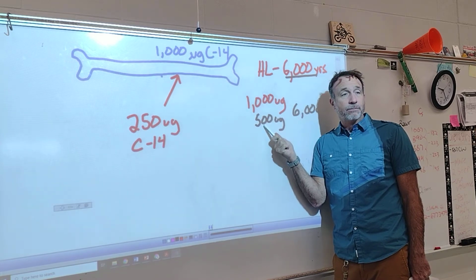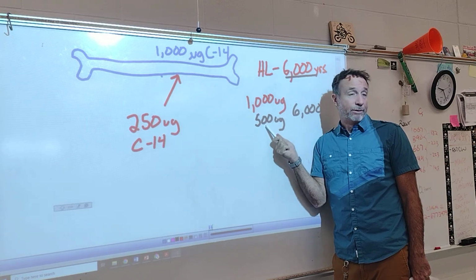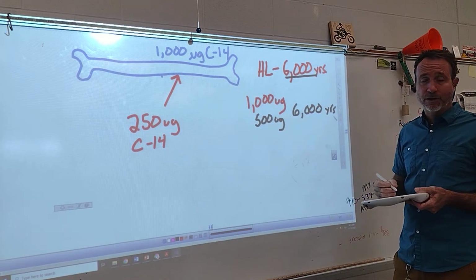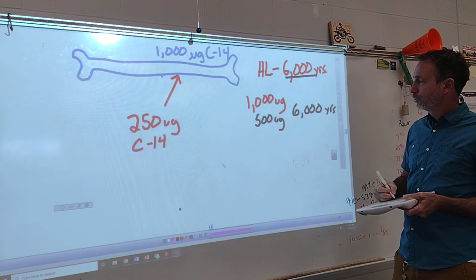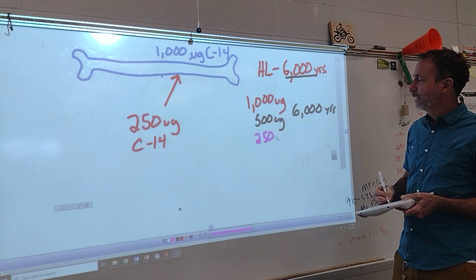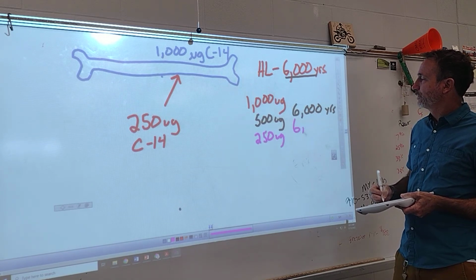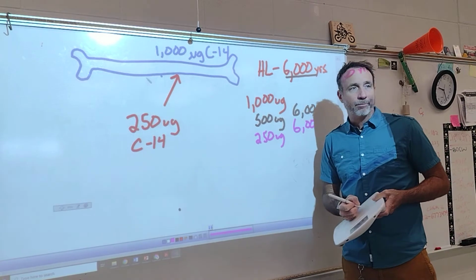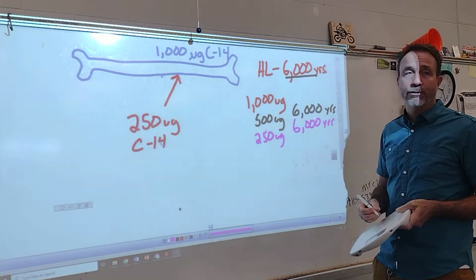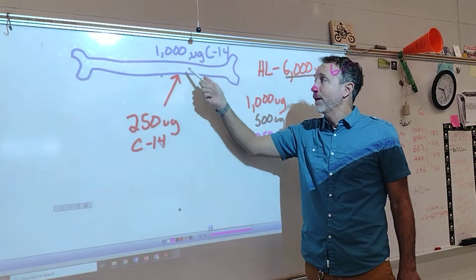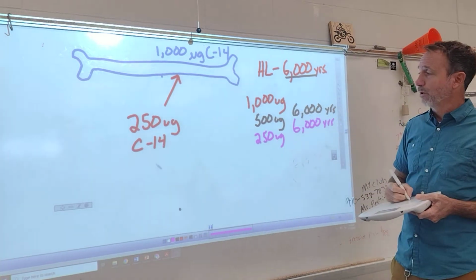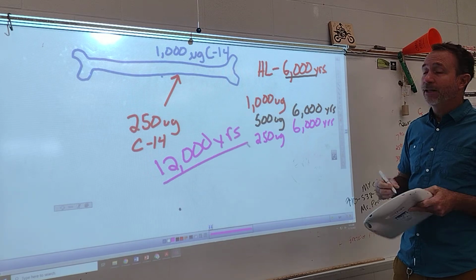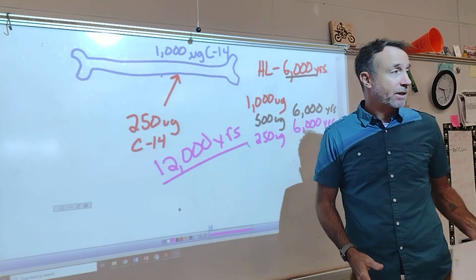Now, half of that will disappear in the next 6,000 years. So what's half of 500? 250 micrograms. So another 6,000 years has gone by. So if we dig up this guy's bones and it's only got 250 micrograms when it should have had 1,000, then we know this bro right here is 12,000 years old. That's how half-lives work. Does that make sense to you?